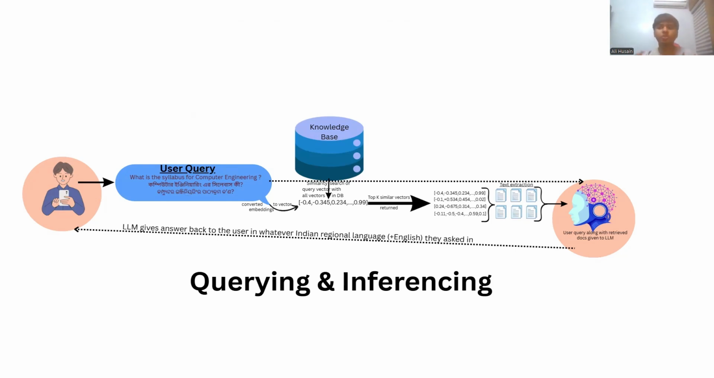Now, this whole process is called querying and inferencing. The querying part is the user query and the vector results and all. And the inferencing part is just the part where the LLM is getting the context and user query, and is generating an answer. That part is called inferencing.